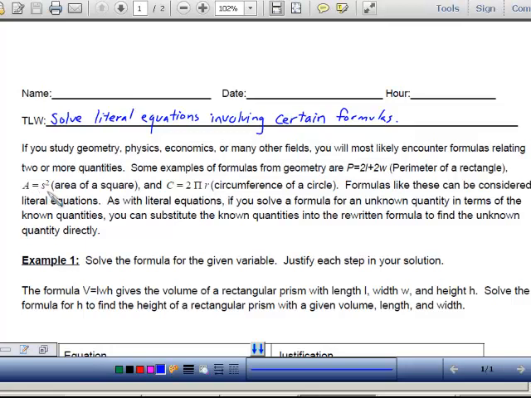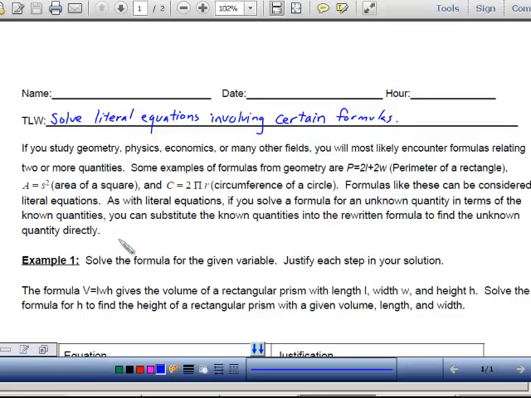This next one is area equals S squared. That's the area of a square. The sides, if you square the sides of any square, you get the area. And the next one is the circumference of a circle, which is circumference equals 2 pi r. R represents the radius, and pi is that crazy irrational number there. But formulas like this can be considered literal equations. As with literal equations, if you solve a formula for an unknown quantity in terms of a known quantity, you can substitute the known quantities into the rewritten formula to find the unknown quantity directly.